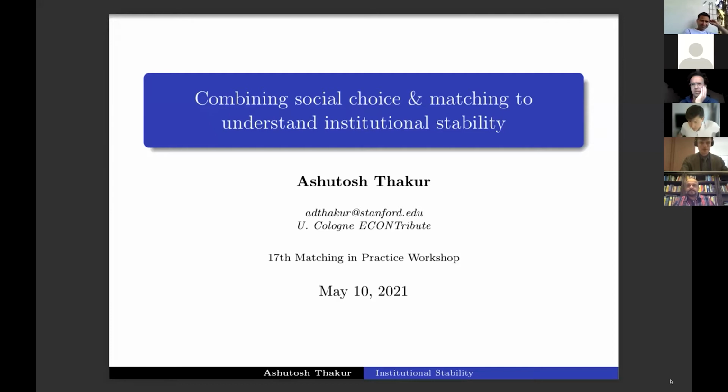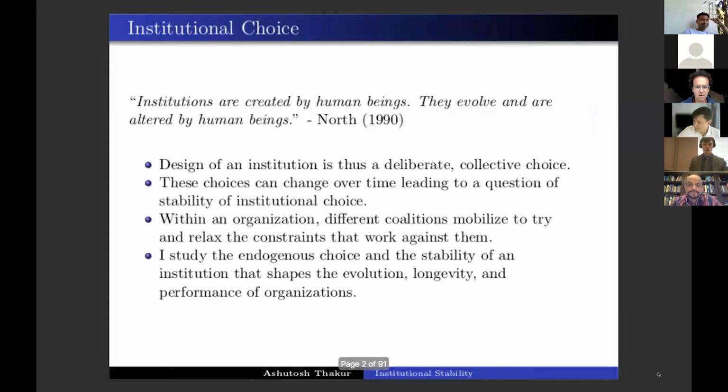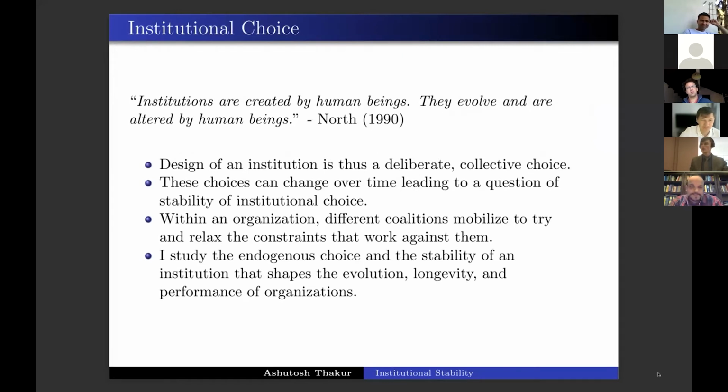Sounds good. So I'm going to be talking about combining social choice and matching to understand institutional stability. Let me start on a slightly philosophical note by Douglass North. He says institutions are created by human beings, they evolve and are altered by human beings. So oftentimes in economics, we study organizations and we think of the institutional rule that we exploit as some exogenous thing. But this quote explains that the design of many institutions is very much a deliberate collective choice, and that these choices can change over time, right?